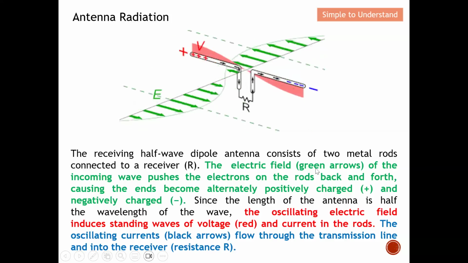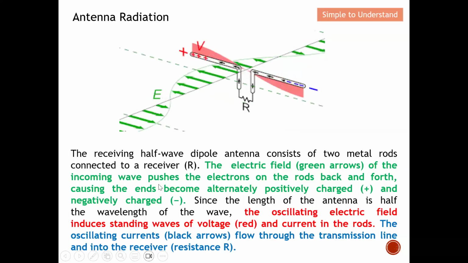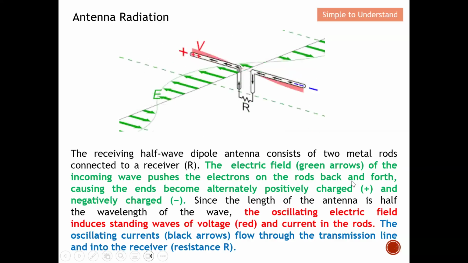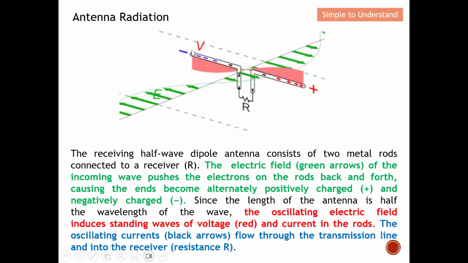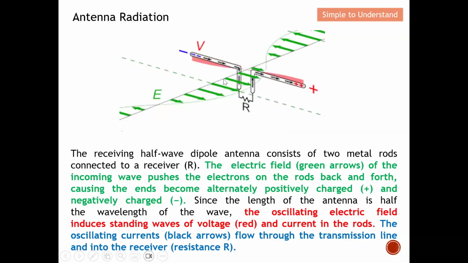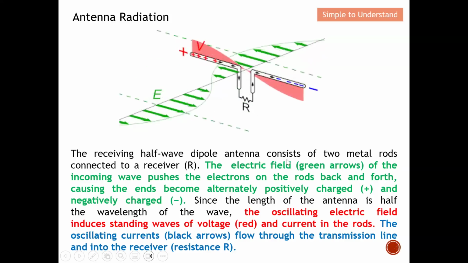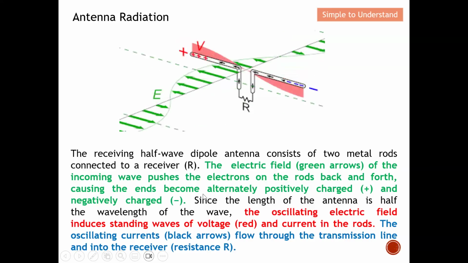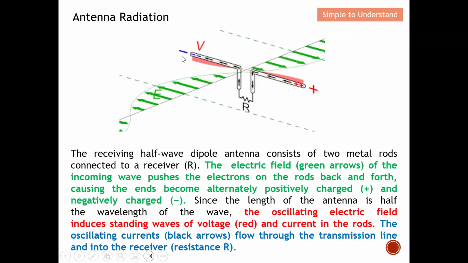The electric field, which is the green arrow, of the incoming wave pushes the electrons on the rod back and forth. You can see that because of the electric field, the charge toggles from plus to minus, and the current flows out and also flows in. So they push the electrons on the rod back and forth, causing the ends to become alternately positive charge and negative charge. As you can see from here, now it's negative, now it's positive.